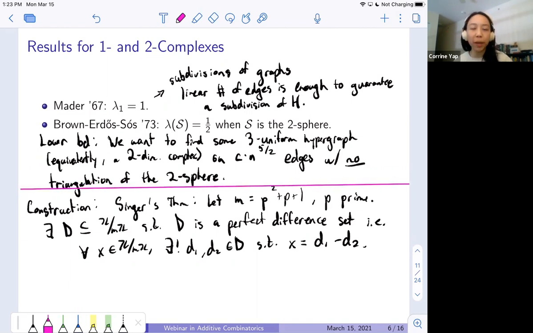And you can tell by the definition of M as being p squared plus p plus 1 that the proof of this has to do with finite projective planes and the geometry of those. So let me not go into the proof of this theorem, but how did this relate to our construction of our hypergraph that doesn't have any triangulations?